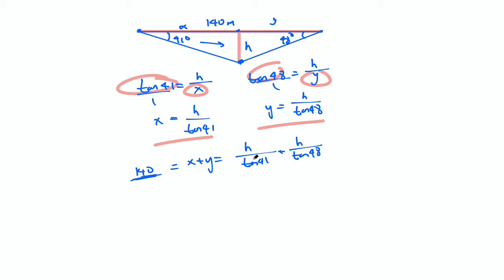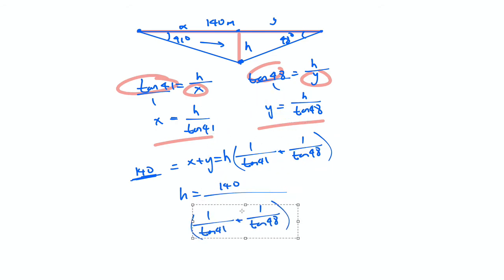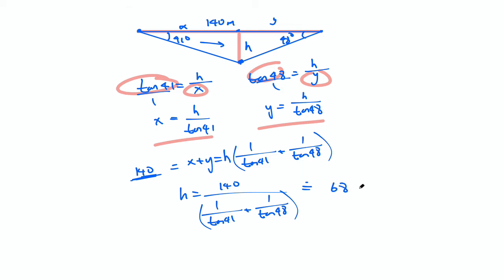So then how do we isolate for h? Well, since there's an h on top of both, I can factor out an h like this. Okay, so all I have to do is divide both sides by this and take h to be 140 divided by this fraction. So it's going to be 140 divided by this, and that will give you approximately 68 meters.